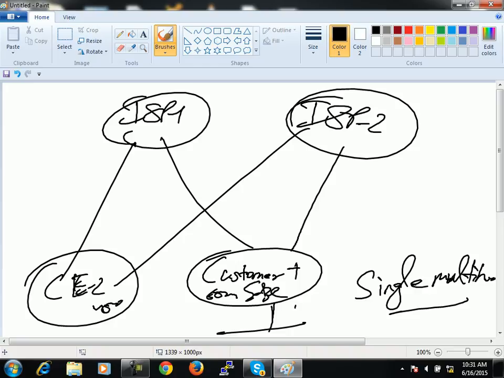Clear? So this type of customer will be known as dual multi-homed customer. Remove this single, make it dual. Dual multi-homed customer. Fine. Good. So only these types of customer internet users we can have. However, it is always recommended to use either single multi-homed or dual multi-homed. If you have two internet connections, make sure those internet connections are coming from different service providers. You understand what I mean to say?